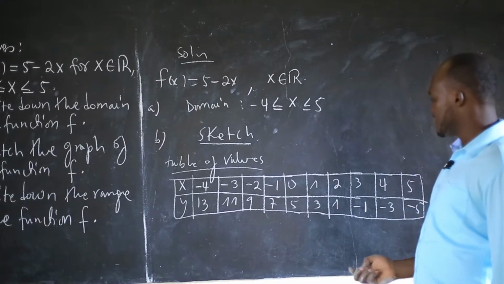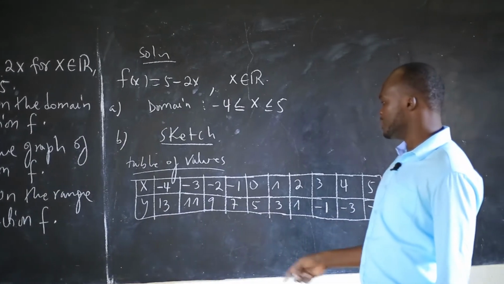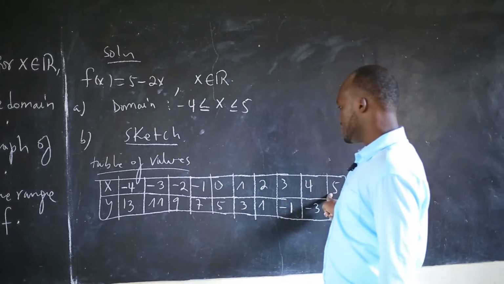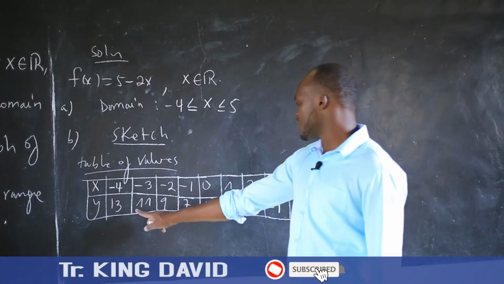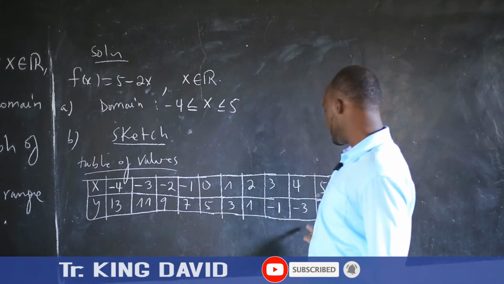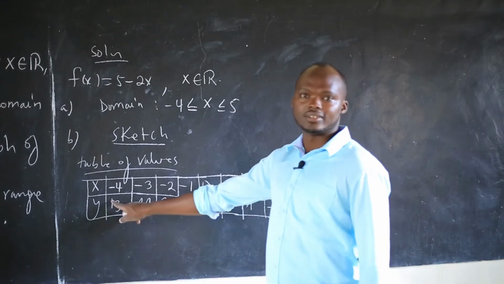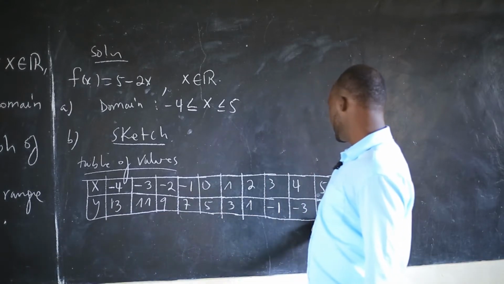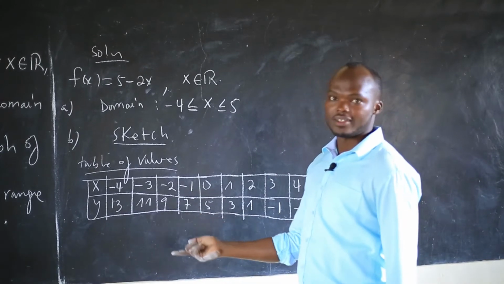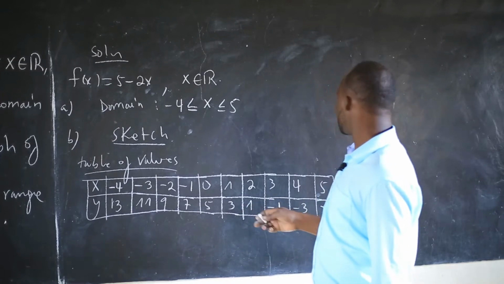You see, actually here I can get the range, because if the domain is from negative 4 to 5, what is the smallest value here? The smallest value is negative 5, and the largest is 13. I can say the range is from negative 5 to 13. That will be the range. But let's first sketch.